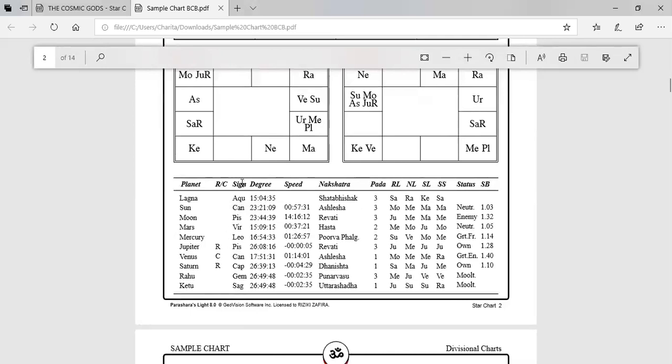This column clearly is the signs: Aquarius, Cancer, Pisces, Virgo, and so forth. This is the degree of each planet. So this column tells you the degrees that each of these planets were at your time of birth. The degree also plays a part in the condition of the planet. Speed, I really don't get into that.